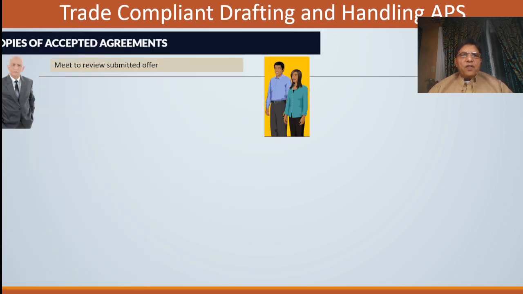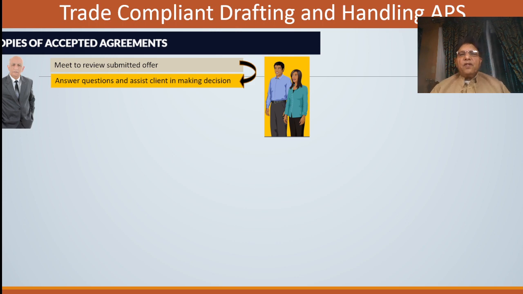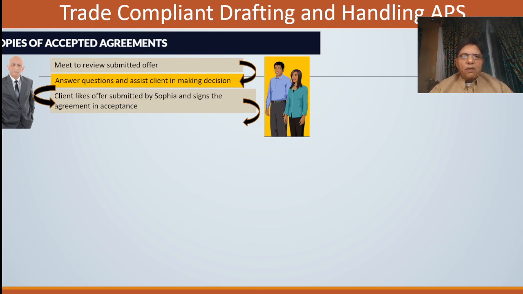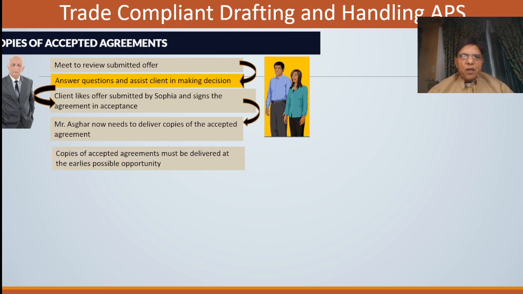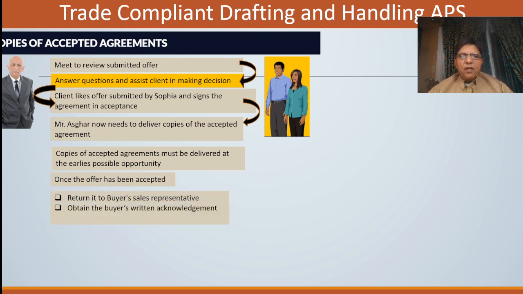The copies of the accepted offers, and reviewing submitted offers. Now you have got the offers, you are meeting your client, you are answering their questions and assisting them to make the decision. And your client has liked one of the offers submitted by the cooperating agent, and they have accepted the agreement. Now, as an agent, and in this case Mr. Javed, needs to deliver copies of the accepted agreement, and those copies must be delivered at the earliest possible opportunity.